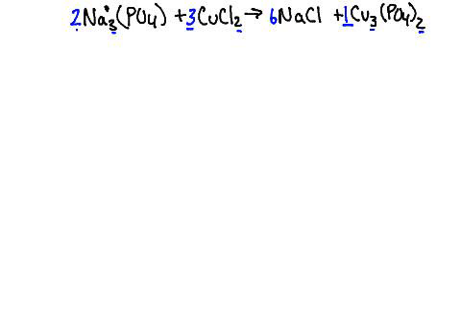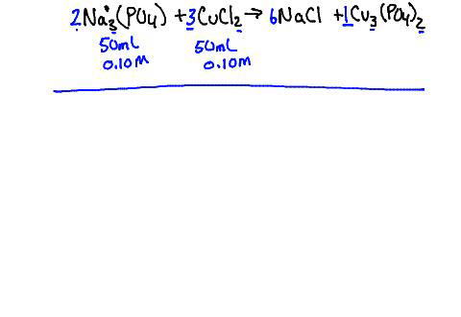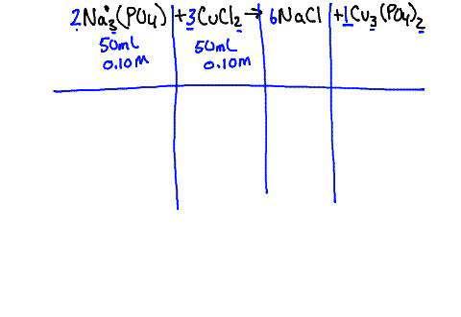I'm going to write down what I know. I have 50 milliliters of 0.10 molar sodium phosphate, and 50 milliliters of 0.10 molar copper chloride. Now, don't be enticed by the sneakiness of that. You still have to look at the mole ratios. Do not go, oh, same volume, same concentration, must be all 1 to 1 to 1 to 1. It's not. We must look at the mole ratios.